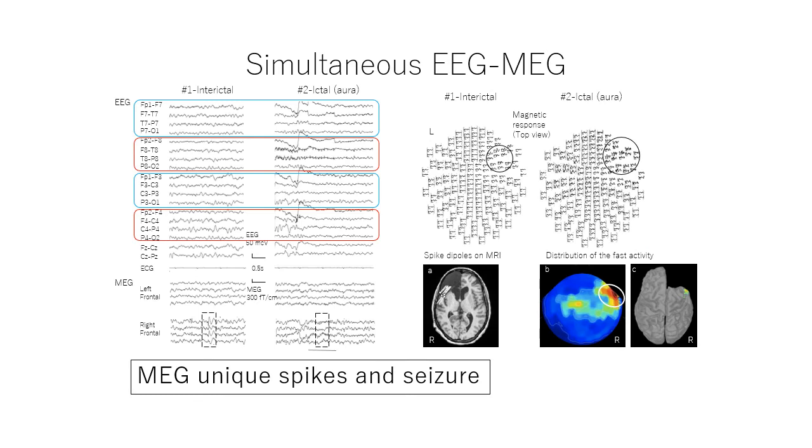Left two columns show interictal and ictal aura. EEG are shown with longitudinal bipolar montages. Of note, only MEG captures interictal spikes and ictal fast activities. Spike source of interictal and ictal activities were estimated on the edge of resected right frontal lobe.